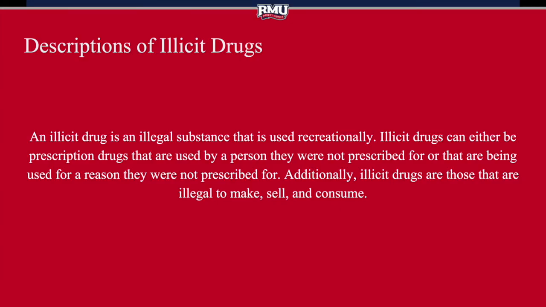An illicit drug is an illegal substance that is used recreationally. Illicit drugs can either be prescription drugs that are being used by a person for a reason they were not prescribed for. Additionally, illicit drugs are those that are illegal to make, sell, and consume. Common examples of these drugs include, but are not limited to, opioids and narcotics, stimulants, sedatives, alcohol, cannabinoids and marijuana, hallucinogens, club drugs, depressants, and tobacco.